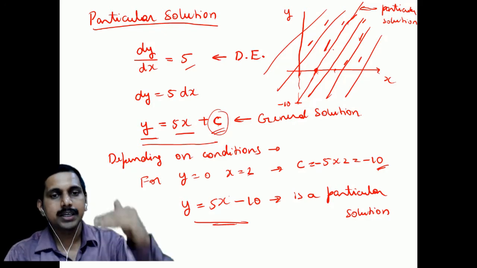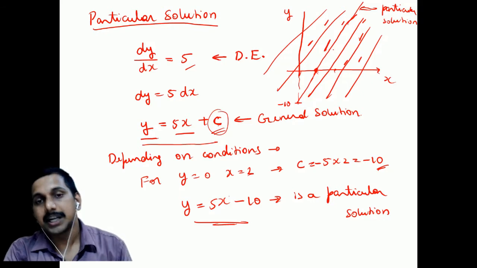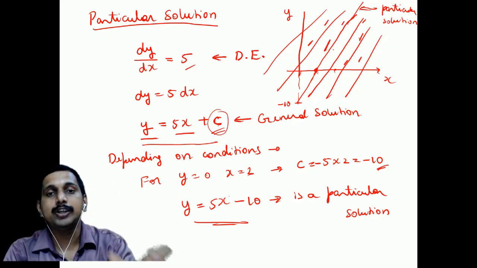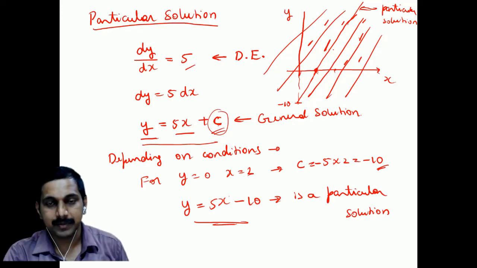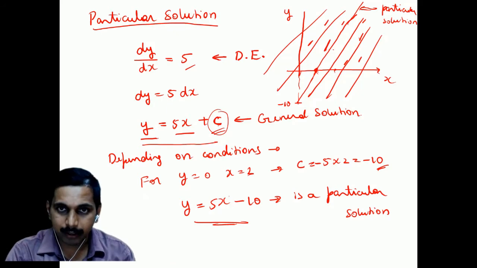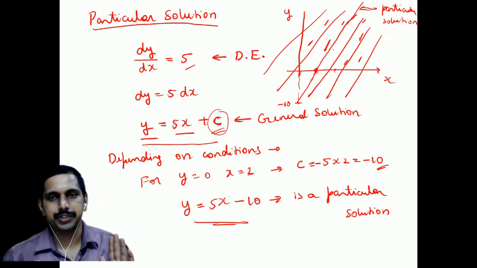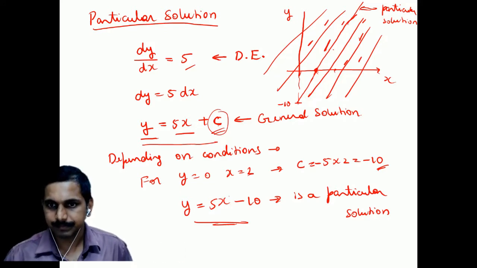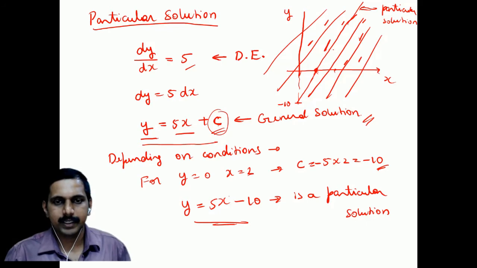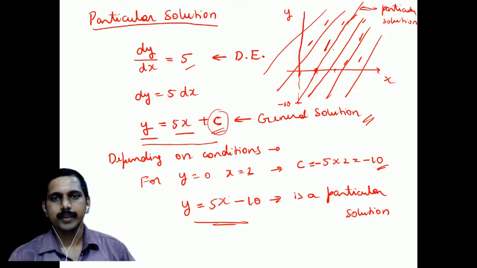So what happens? In a general solution, there will be arbitrary constants. Depending on conditions, we find out the values of these arbitrary constants. And when we plug the values of the arbitrary constants into the general solution, we get the particular solution. Easy? Simple? Clear, students? Any doubts here? Let it trickle in. Any doubts here?